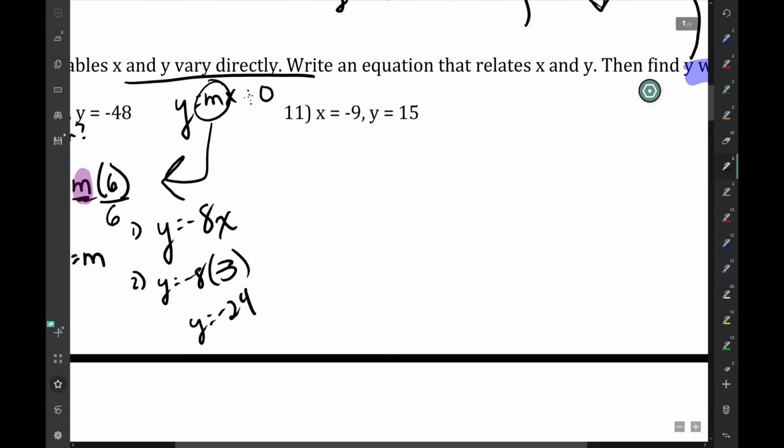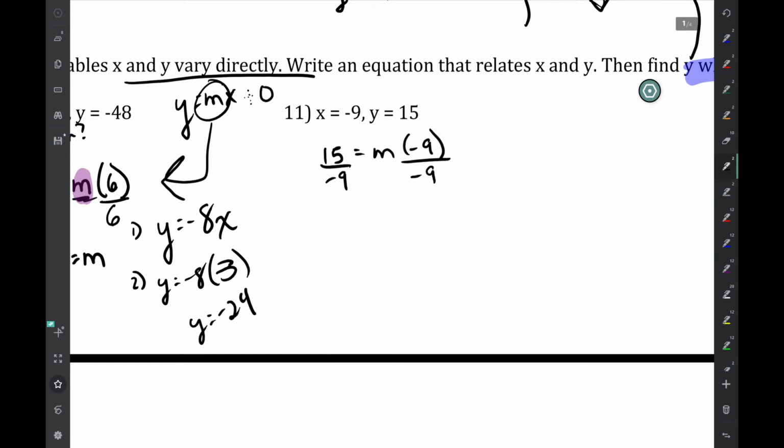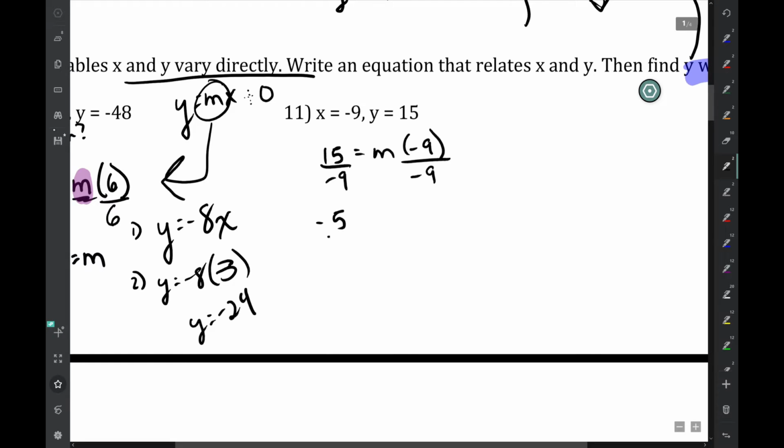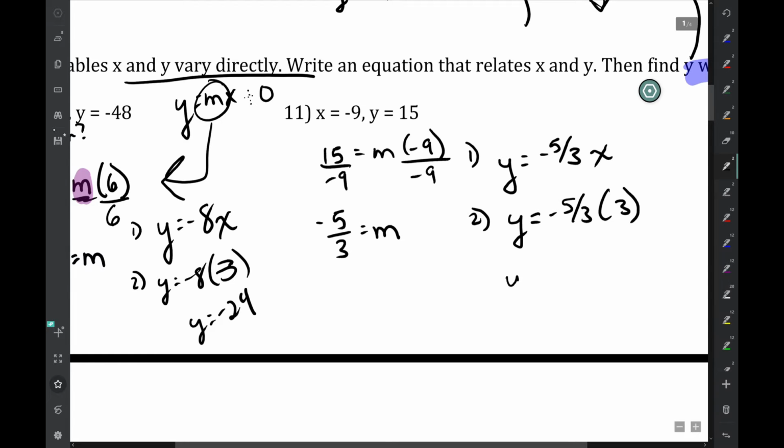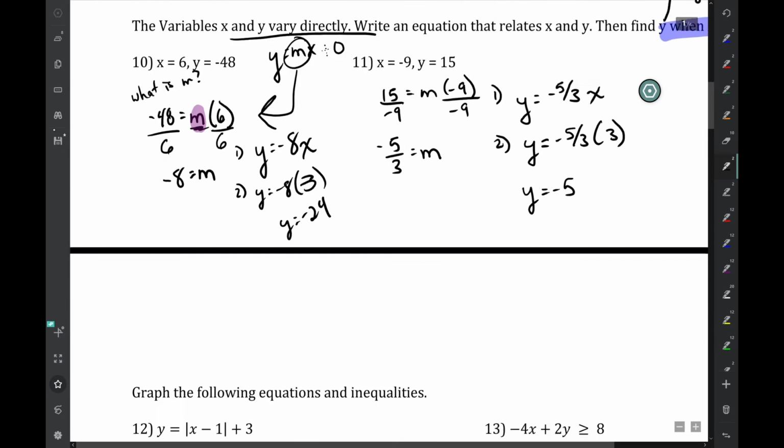Okay. Similarly, 15 equals the slope times negative 9. Okay, we're going to divide by negative 9. 15 over negative 9 as a fraction is really 5/3. That's your slope. What does that mean? That means y equals negative 5/3 times x. That's part 1. Part 2, y equals negative 5/3 times 3. And we end up with y equals negative 5. Okay, that's really how easy direct variation is.